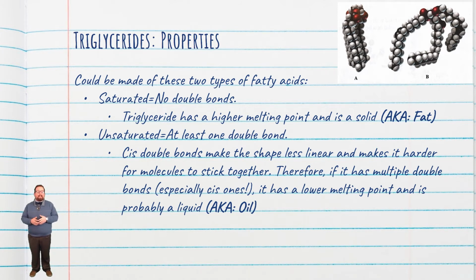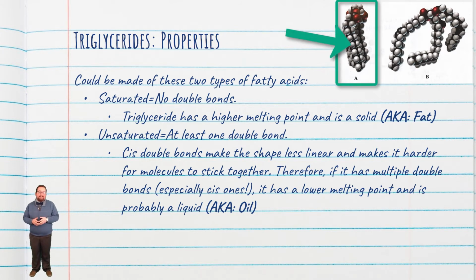If the fatty acids in the triglyceride are saturated, that means they have all single bonds and they are linear. This linear shape of the hydrocarbon chains provides more surface area and a less clunky shape for the triglycerides to be attracted to each other via intermolecular forces. In other words, if the fatty acids in our triglyceride are saturated, the triglyceride is going to have a higher melting point and will be a solid at room temperature. We call saturated triglycerides fats.